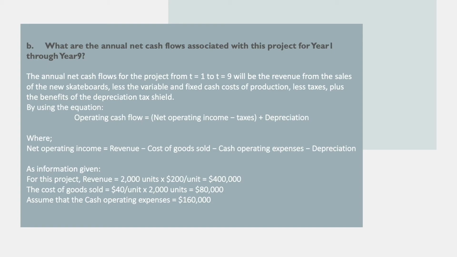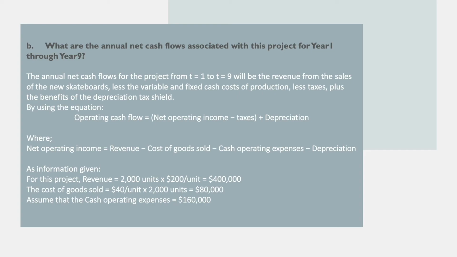The net operating income is equal to revenue less cost of goods sold, less cash operating expenses, and less depreciation. As the information given from this project, the revenue is equal to 2,000 units times $200 per unit, which will be equal to $400,000. And the cost of goods sold is the variable cost per unit, which is $40 per unit, times the number of units, which is 2,000 units. When we sum it up, it will be equal to $80,000.